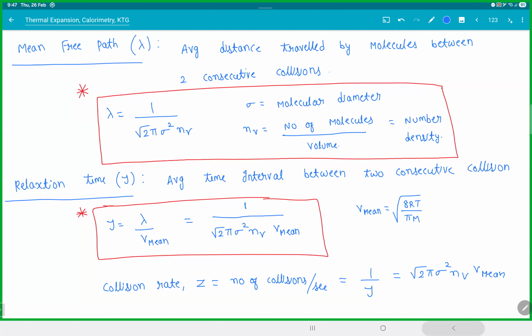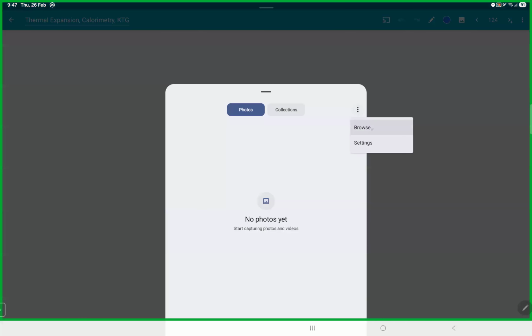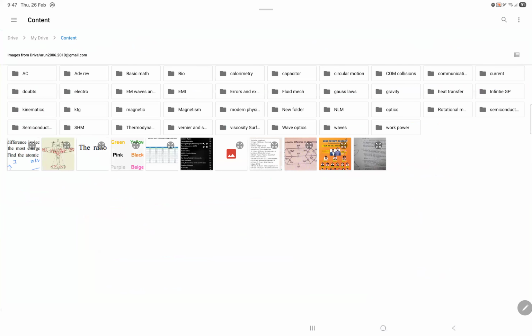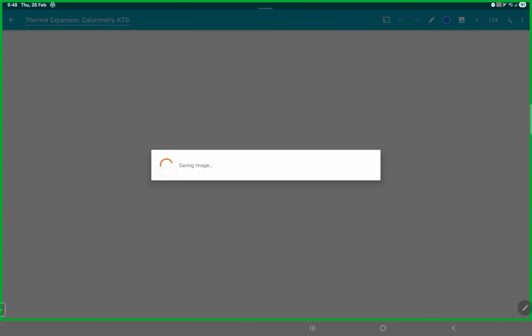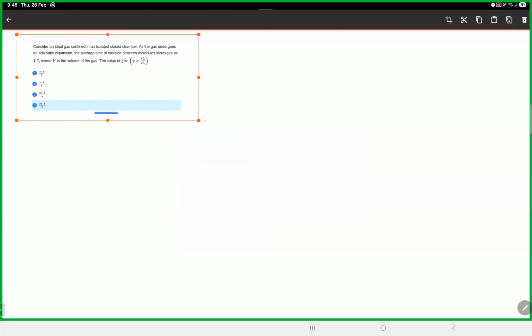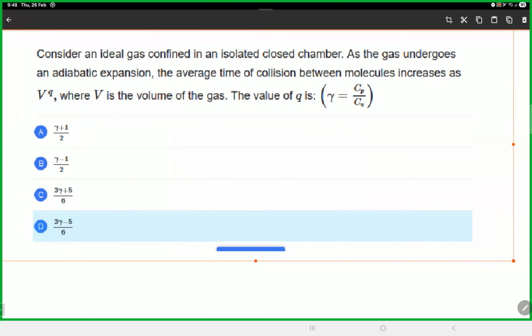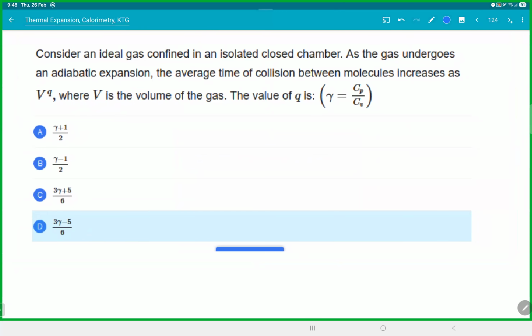Great. Let's see a question. Now, these questions are actually PYQs. Consider an ideal gas confined in an isolated closed chamber as the gas undergoes an adiabatic expansion. Now, we still didn't do adiabatic, but this is the formula. PV power gamma is constant. You must have done it in chem. Or we can also write T V power gamma minus 1 is equal to constant. Gamma is your adiabatic constant, Cp by Cv.